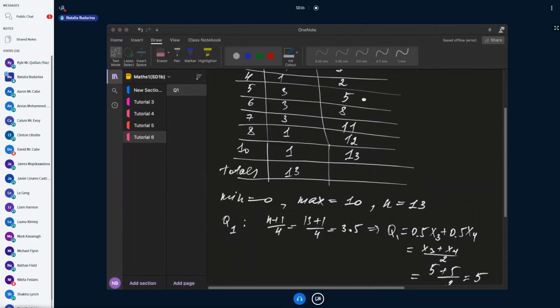Please try to find now Q2 yourself. What is the value of Q2? And then we'll check together. Please try to find the value of Q2.